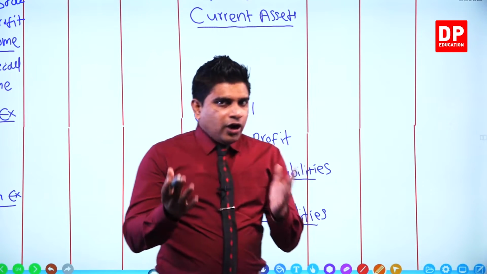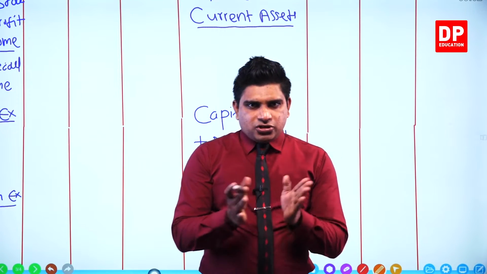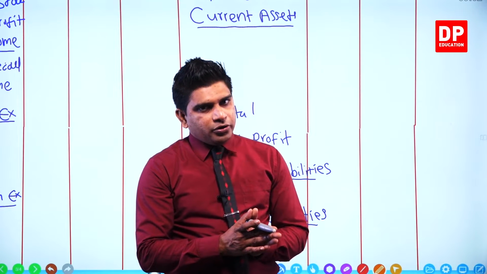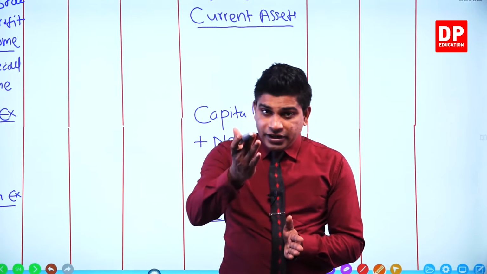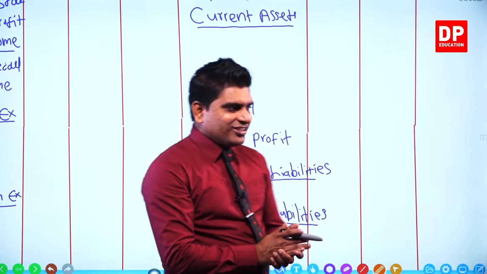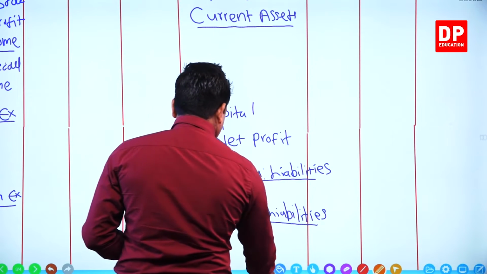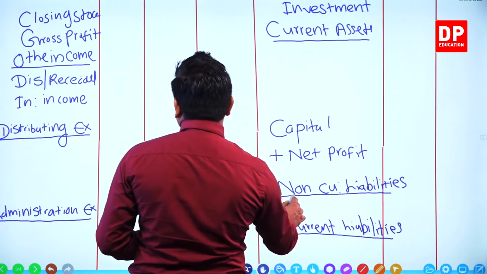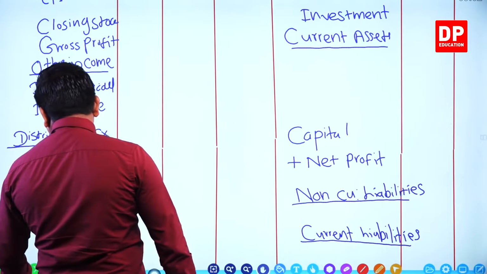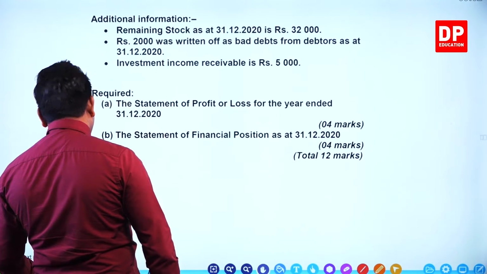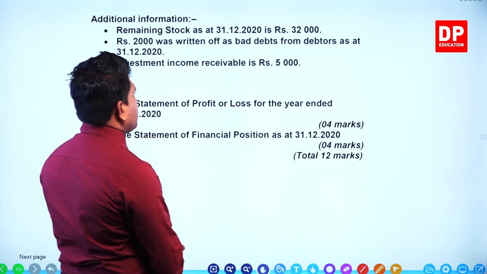I think you all are ready now to do the question, right? You must draw with me. I told you before, right? Are you ready? Right. Now, I am going to start the question. You know, first we have to go to the additional information. This is the additional information.